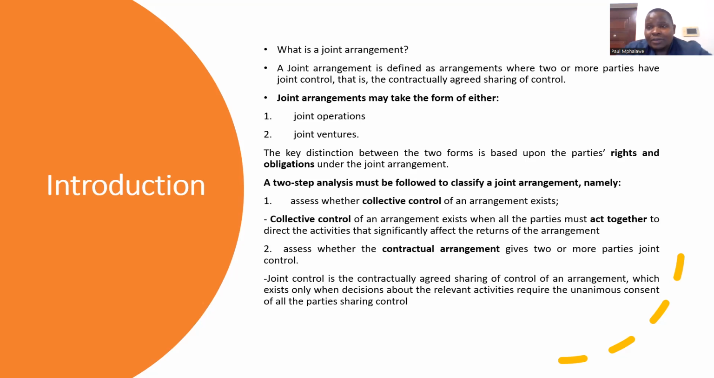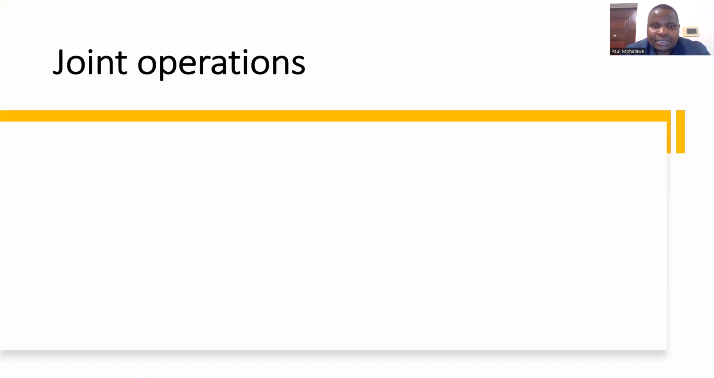An example: two parties to an arrangement have agreed that for an investment to be made of a certain level, a decision between the two must be made, or voting power is shared equally. You understand? So that's the significance.